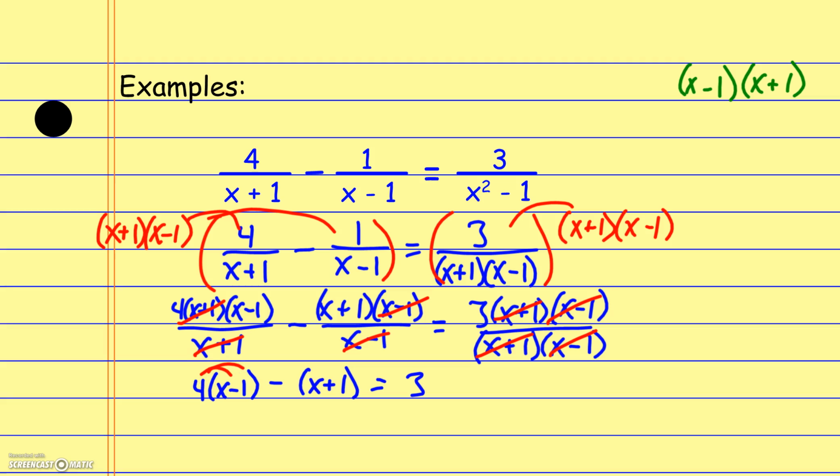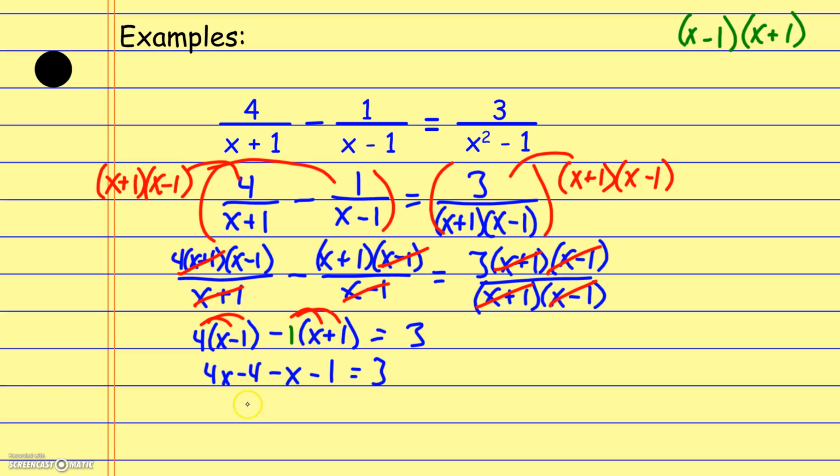Here I distribute. That's going to give me a 4x minus 4. Here I'm also going to distribute the negative 1 that's here. To get rid of the parentheses, that's going to be a negative x minus 1. And now I combine like terms. That's going to be a 3x minus 5 equals 3.